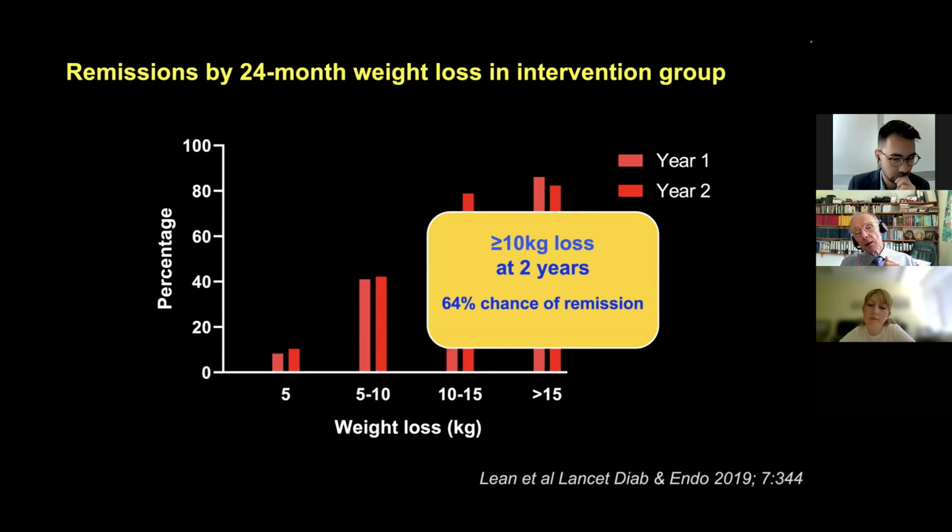How could you describe this for people in your clinic? Well, you can tell them that if they achieve greater than 10 kilograms weight loss, they've got a 2 out of 3 chance of going into remission. It's not easy. It's not for everyone to do this. And we need to listen to our patients to find out what is possible for people.